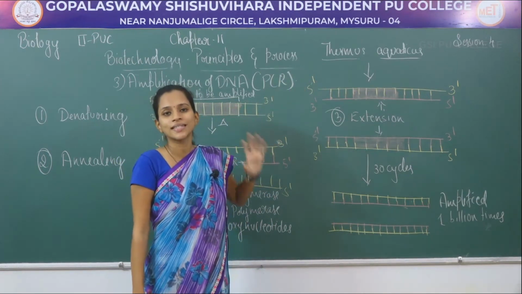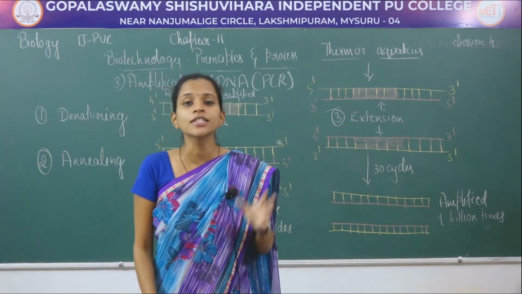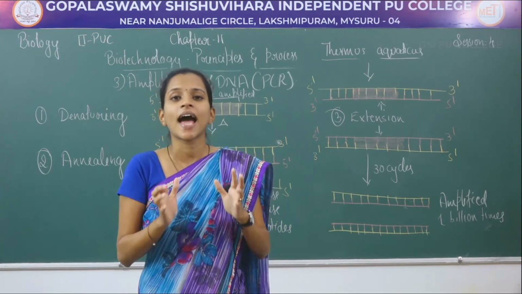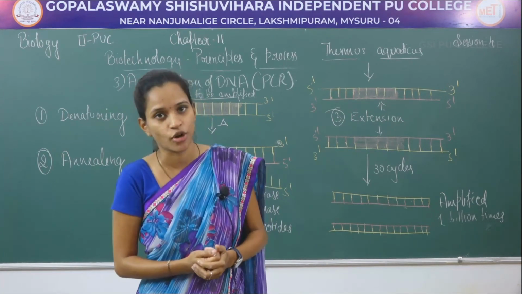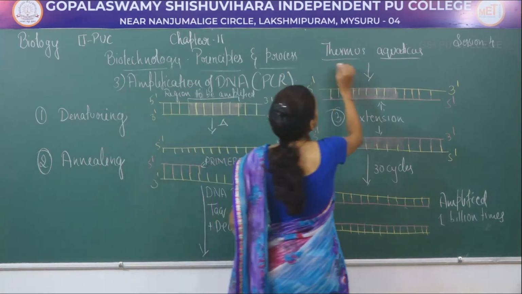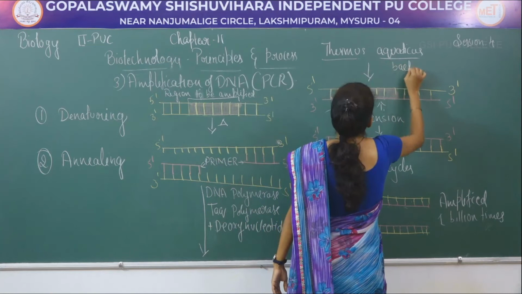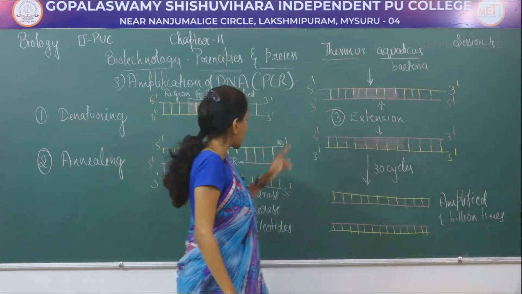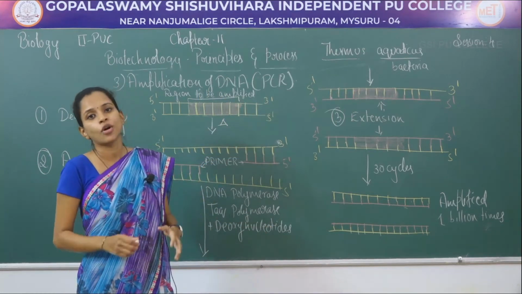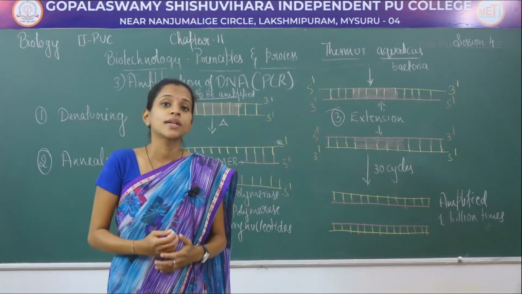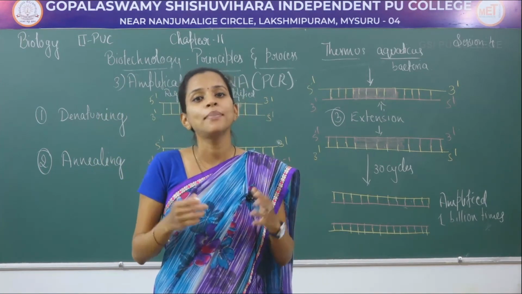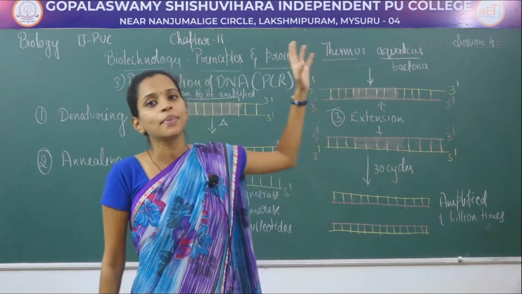Why this bacteria, or why this Taq polymerase enzyme, if you ask, that is because these are thermostable. That means at any particular temperature they can retain their activity as it is without getting destroyed. That is why we use Taq polymerase, which is produced by a bacteria, and it is thermostable and can tolerate any temperature without altering its activity. These are the three important components which are necessary for amplification of DNA by the PCR technique.